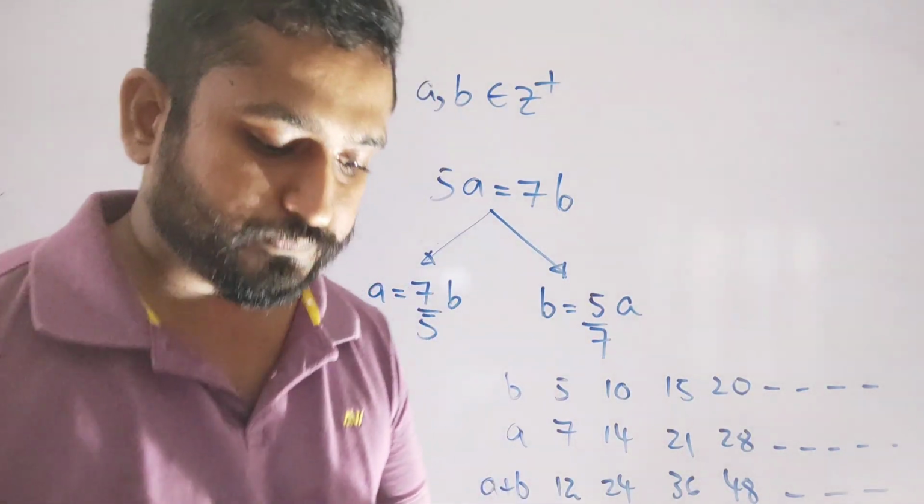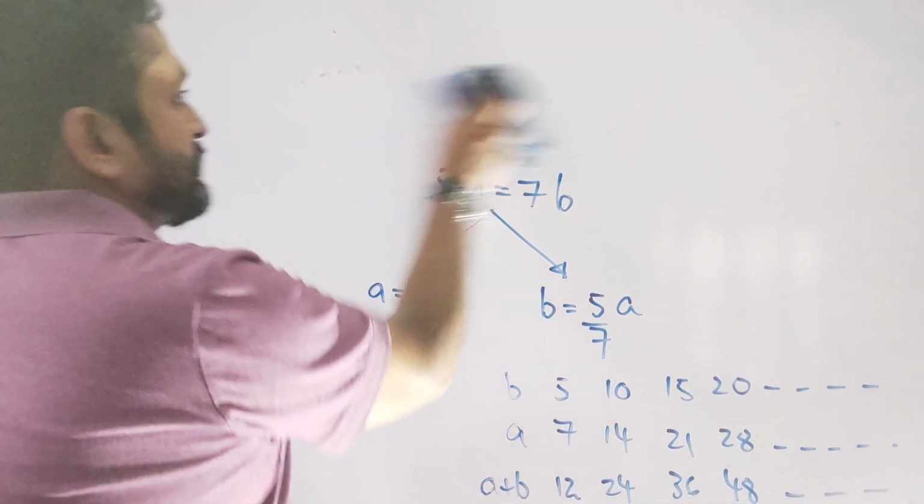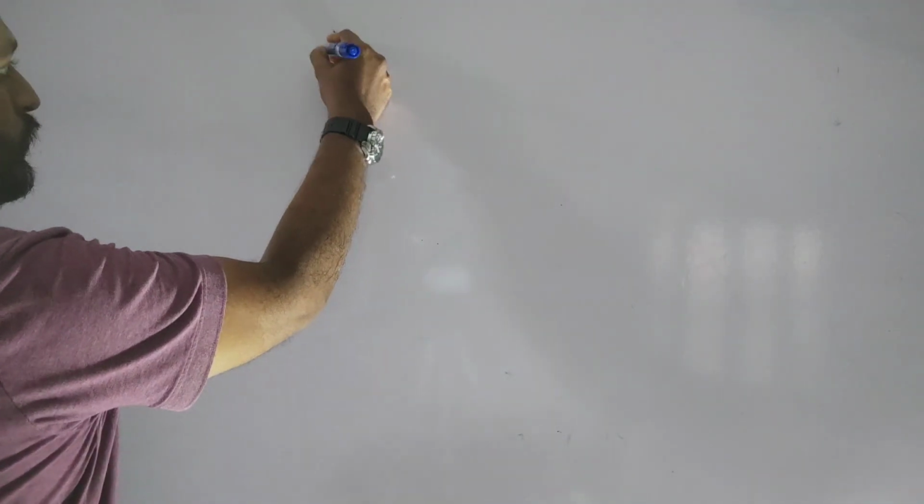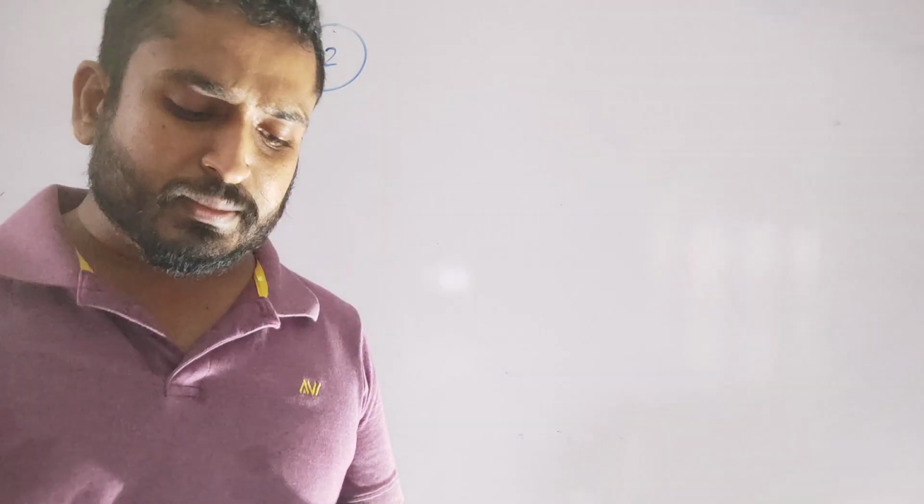Alright, now question number 2. In question number 2, what do they ask? They ask, what is the maximum number of distinct positive integers that can have 30 as their least common multiple? Least common multiple, the common multiple and the least one.